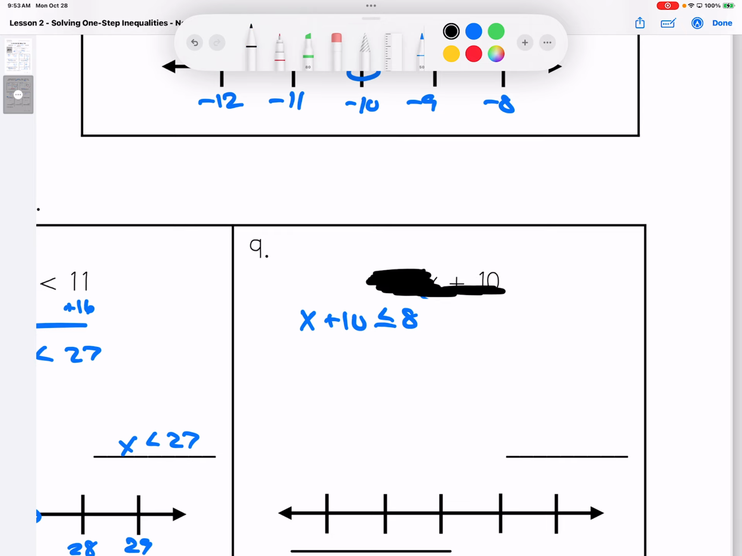You're going to subtract 10 from both sides. That is not dividing or multiplying by a negative. That is just subtraction. You do not have to flip the sign for that. X is less than or equal to negative 2.